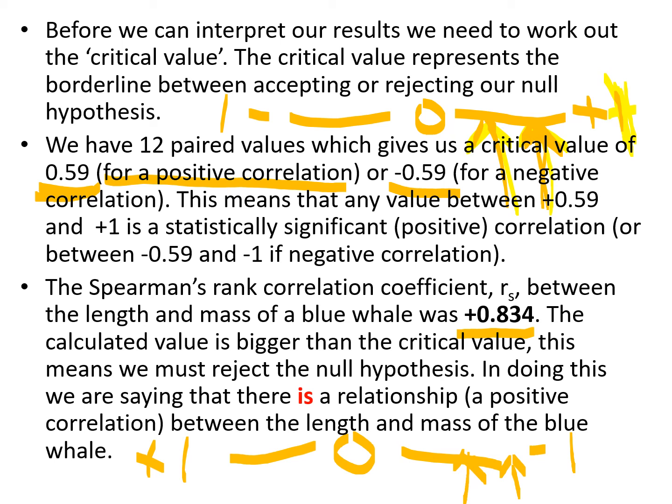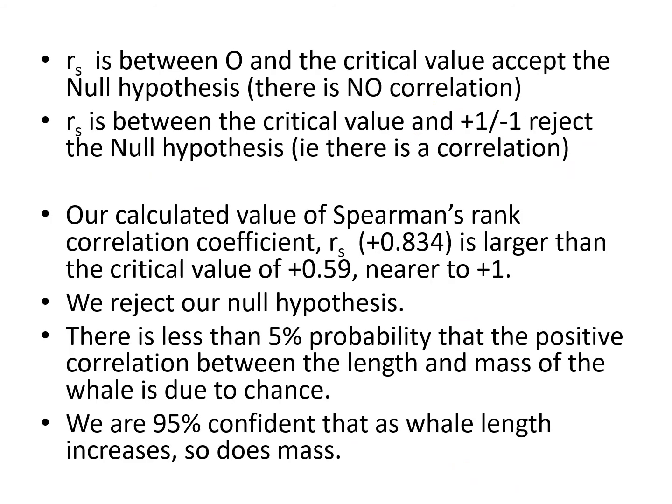And the null hypothesis is that there is no correlation. So the closer it is to 0, the more likely it is that there is no correlation. So that's when you would be accepting your null hypothesis. Anywhere between your critical value and 0 is where you will be accepting your null hypothesis. Anything between your critical value and 1, you will be rejecting your null hypothesis. I'm very sorry that I've just scribbled that all over the writing. Okay, so our RS value between 0 and the critical value, you accept the null hypothesis, there is no correlation. RS between the critical value and either +1 or -1, you reject the null hypothesis, there is a correlation.